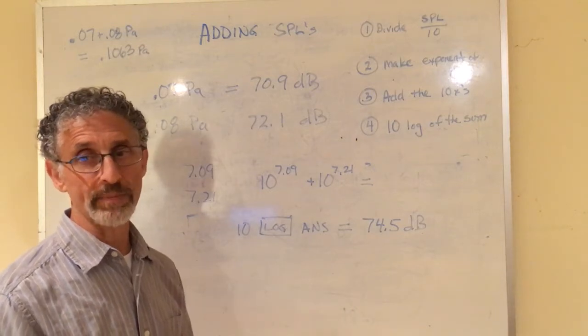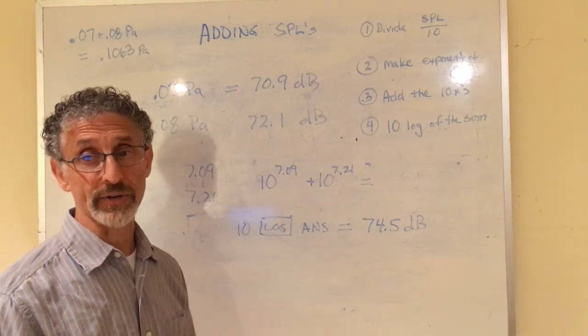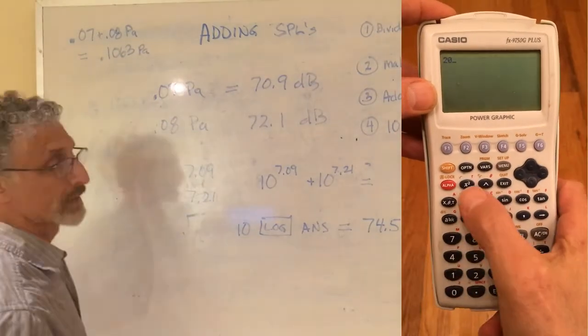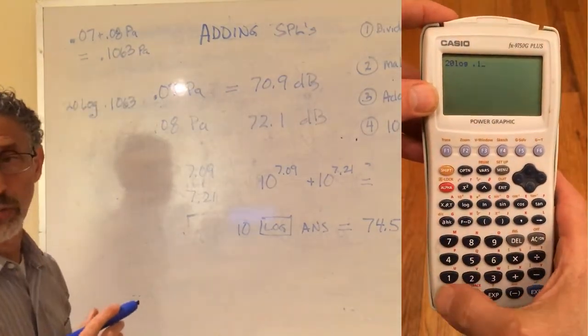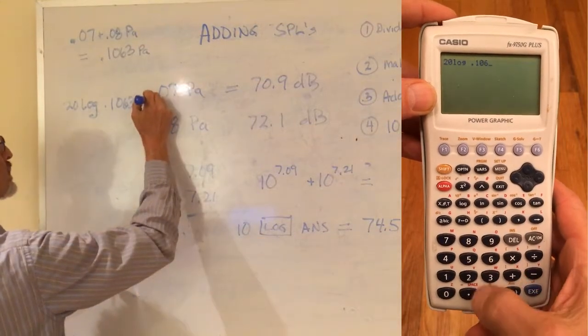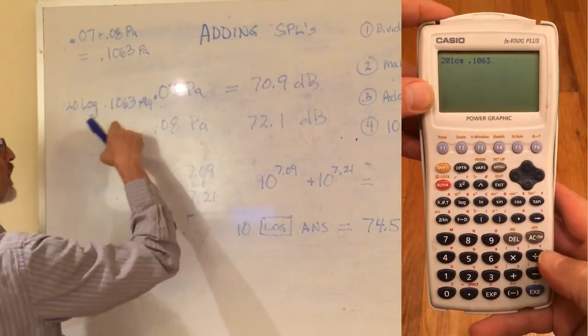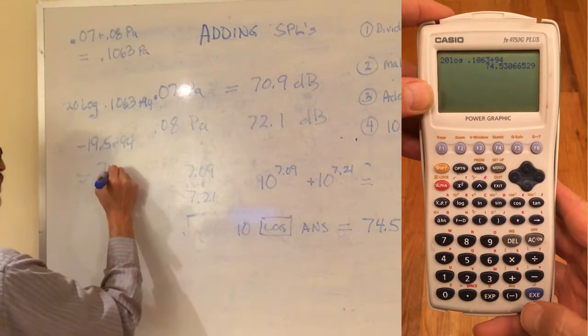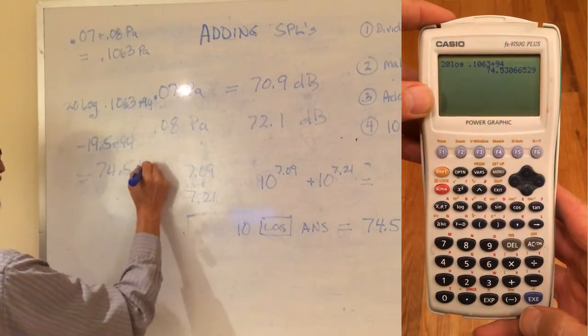Now let's see how that compares with adding the pressures. So we had 20 log of this plus 94. If we do this calculation, we get 74.5 dB.